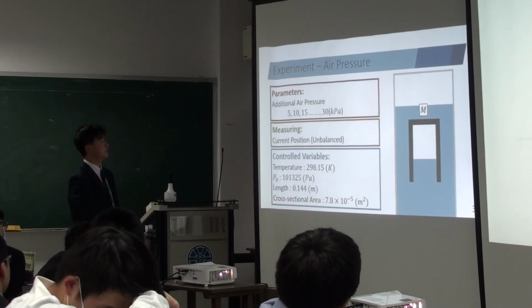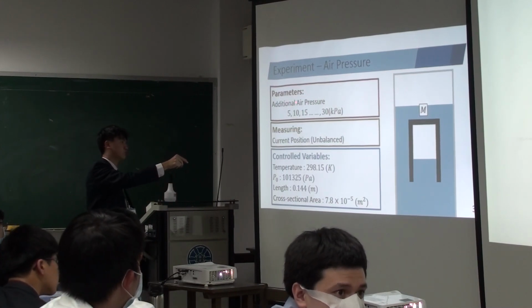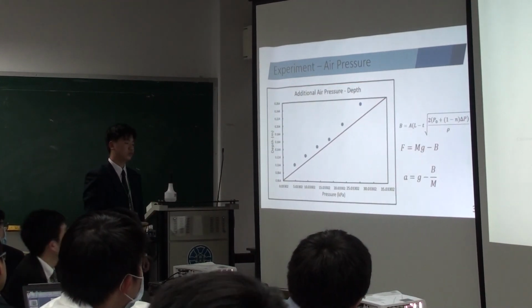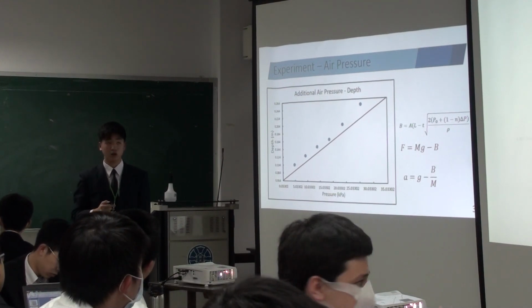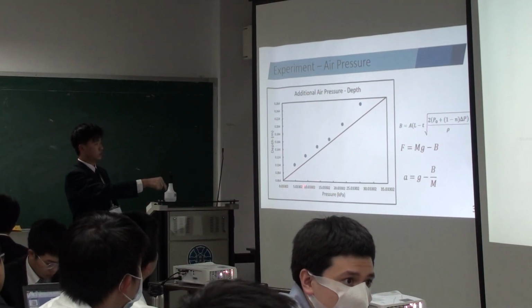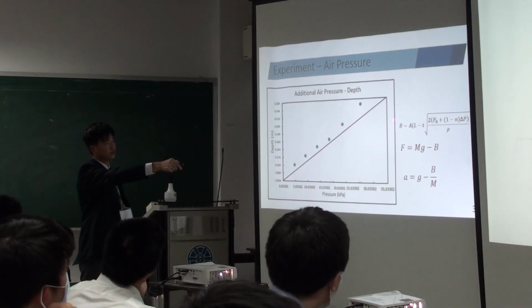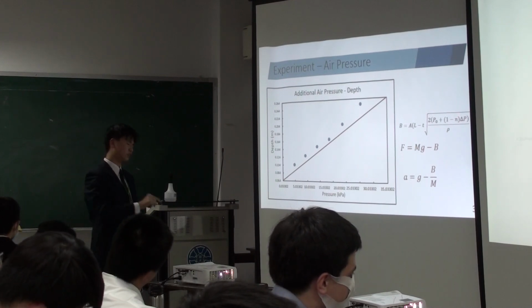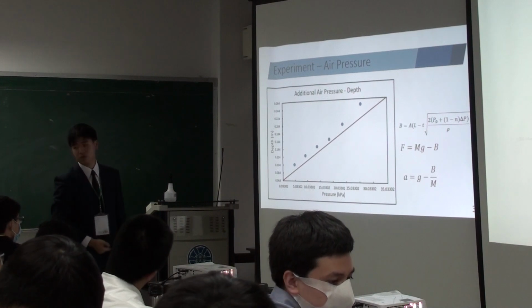And our final experiment is about the air pressure. We have all variables controlled, and our parameter is the additional air pressure. As you can see, when the pressure increases, the depth also increases. It is because larger pressure will cause larger deformation of the air column. Therefore, the depth will also increase. So they have positive correlation. According to our theory, you can observe the relation between the buoyancy and the additional air pressure. And by these two equations, you can see how we simulate the experimental result.